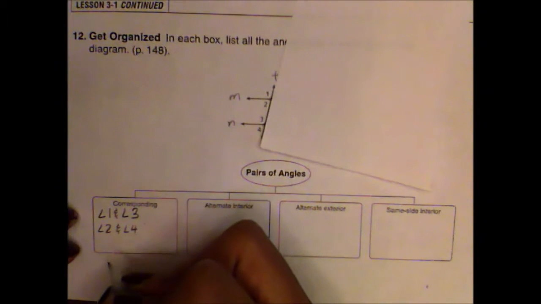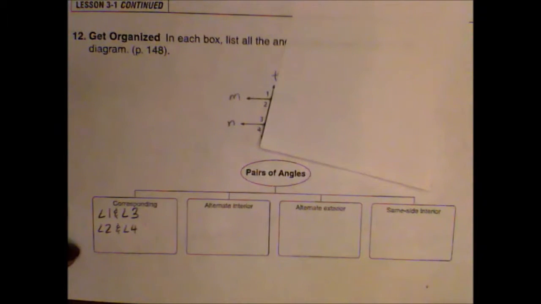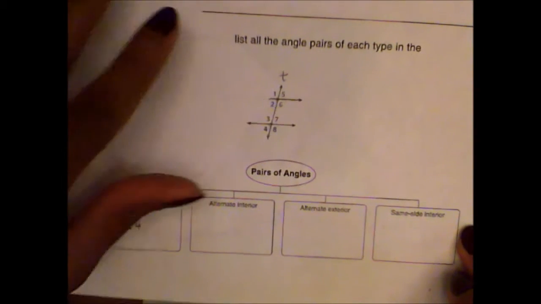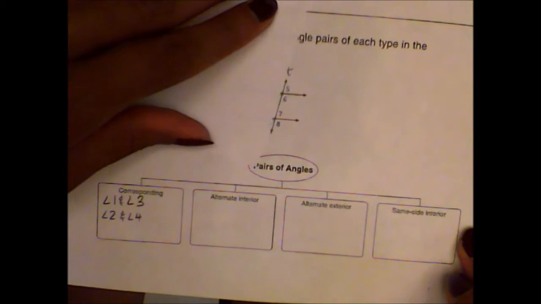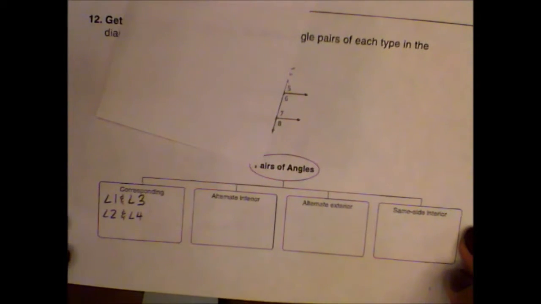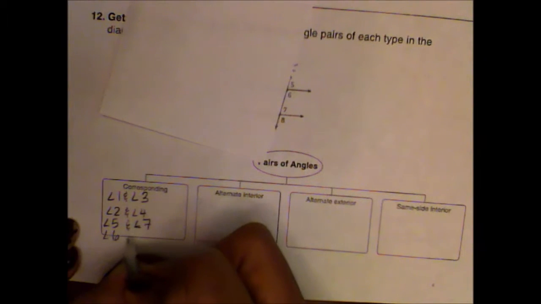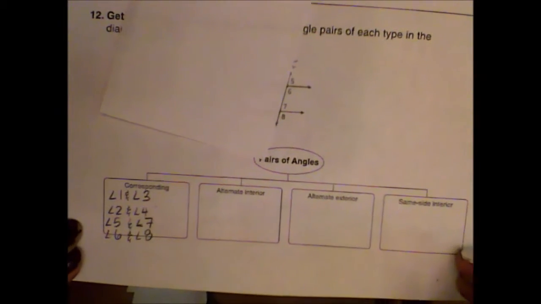Notice how when I pick the corresponding angles, one's in the interior and one's in the exterior. Alright? Now I'm going to focus on the right side of the transversal and find my corresponding angles on the right side. So on the right side, my first pair I see are angle 5 and angle 7, as well as angle 6 and angle 8. Alright, those are all the pairs of corresponding angles.